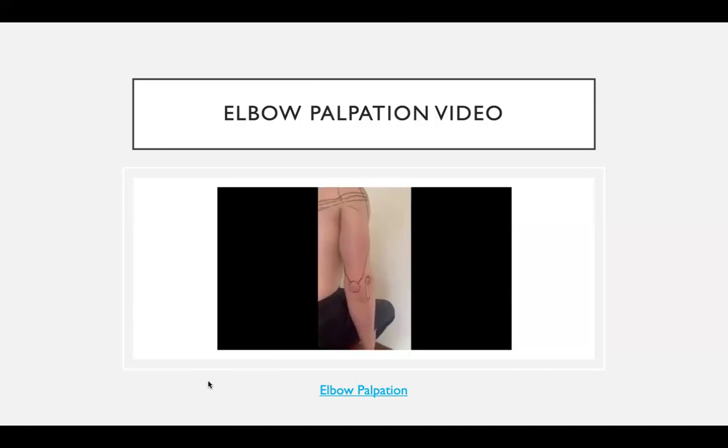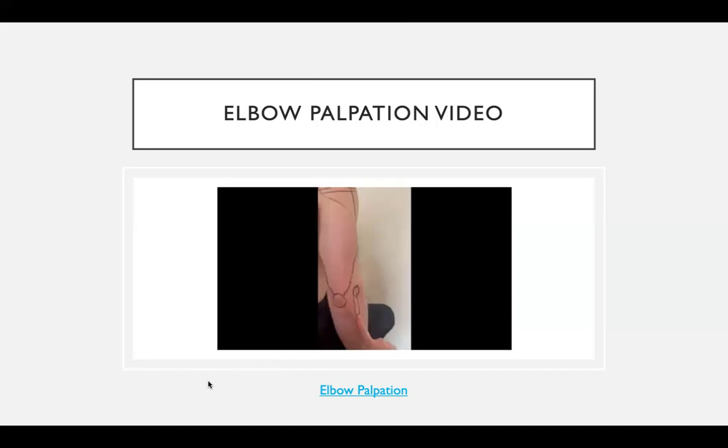The extensors of the elbow are the triceps and the anconeus. The triceps has 3 parts. It has the medial head, which inserts at the olecranon of the ulna and originates in the distal part of the humerus. Then we have the long head, which connects to the inferior angle of the scapula and inserts to the olecranon of the ulna. And then we have the lateral head, which originates at the posterior aspect of the humerus and also inserts at the olecranon of the ulna.